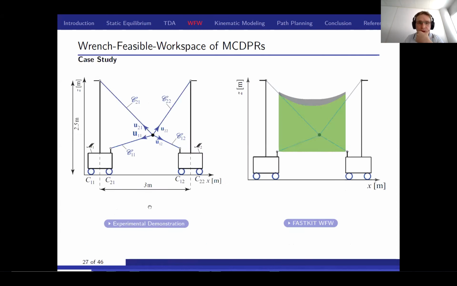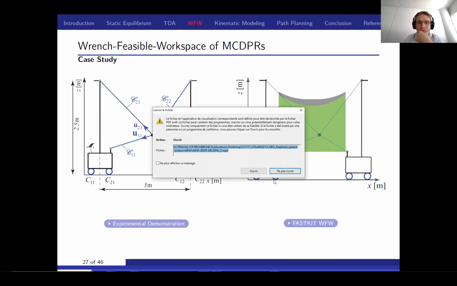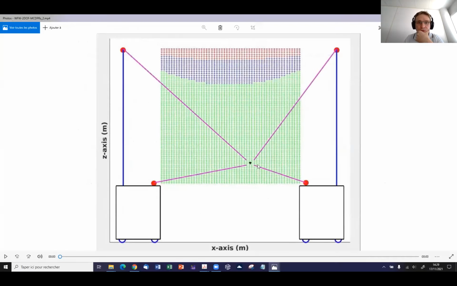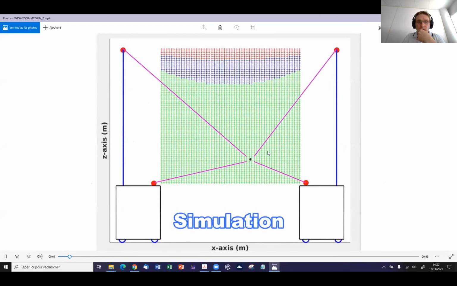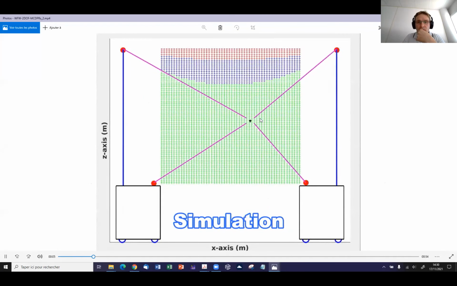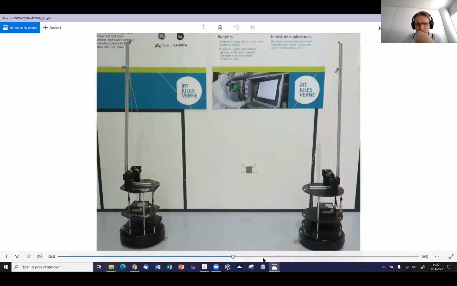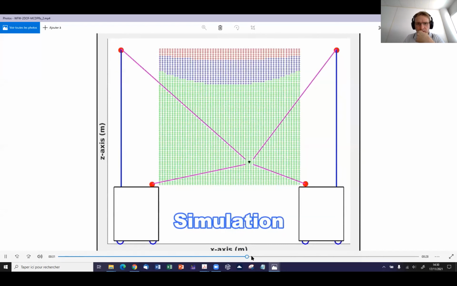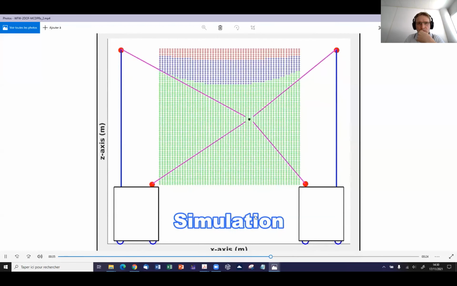But this is important to analyze, to consider those conditions in the determination of the workspace of the manipulator. So here I will show you. Maybe I will move here. Okay, so this is some work we did some time ago.